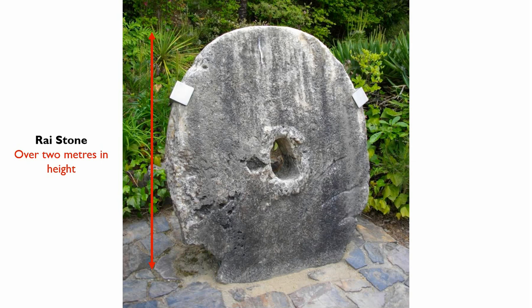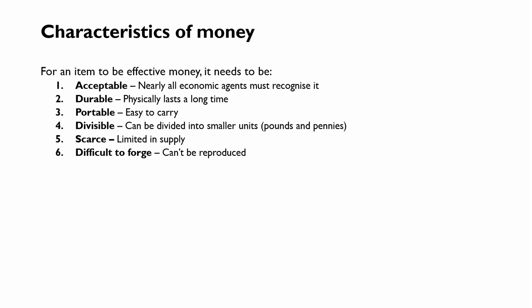In terms of our criteria for effectiveness, it's not durable. It's not divisible. Well, it's very durable, but it's not divisible. It's not portable. We need to achieve these 6 functions to have good money.